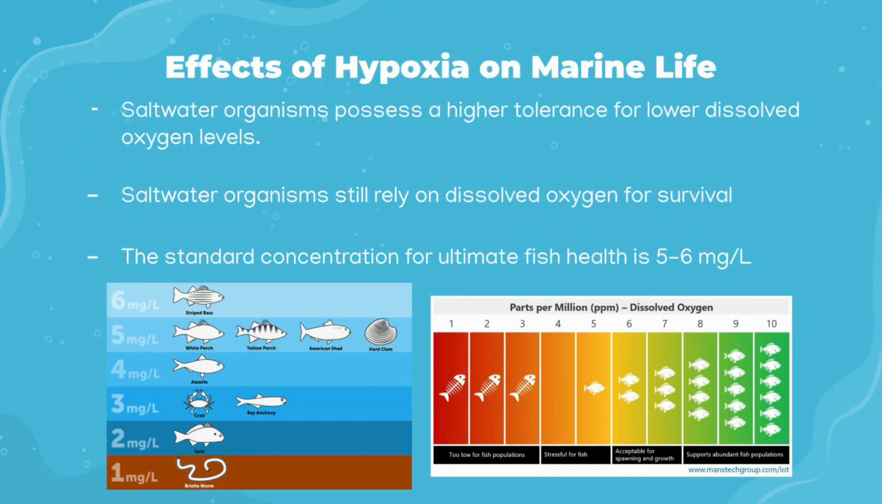Contrary to freshwater fish, saltwater organisms possess a higher tolerance for lower dissolved oxygen levels. This is because saltwater on average has a lower 100% air saturation than its fresh counterparts, with saltwater's dissolved oxygen content being about 20% lower. This, however, is not to say that saltwater organisms can live without any dissolved oxygen at all. The standard concentration for ultimate fish health is 5 mg per liter, and most fish species become afflicted when this drops to 2 to 4 mg per liter. Once these levels drop even lower, expect death to occur.